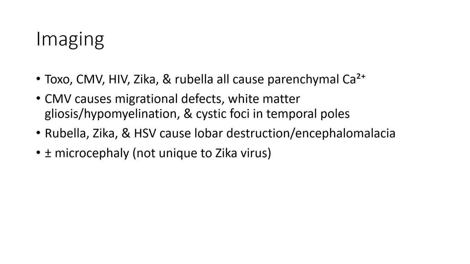Imaging. Toxo, CMV, HIV, Zika, and rubella can all cause parenchymal calcification. CMV causes migrational defects, gliosis, hypomyelination, and cystic fossa in the temporal lobe. Rubella, Zika, and HSV cause lobar destruction and cerebral malacia, plus or minus microcephaly.